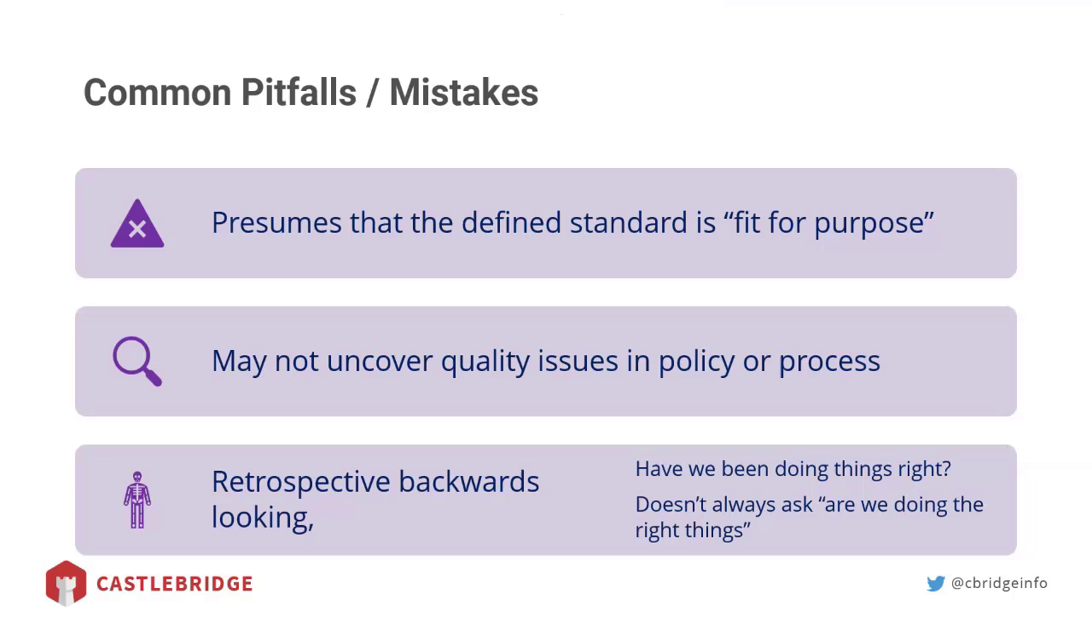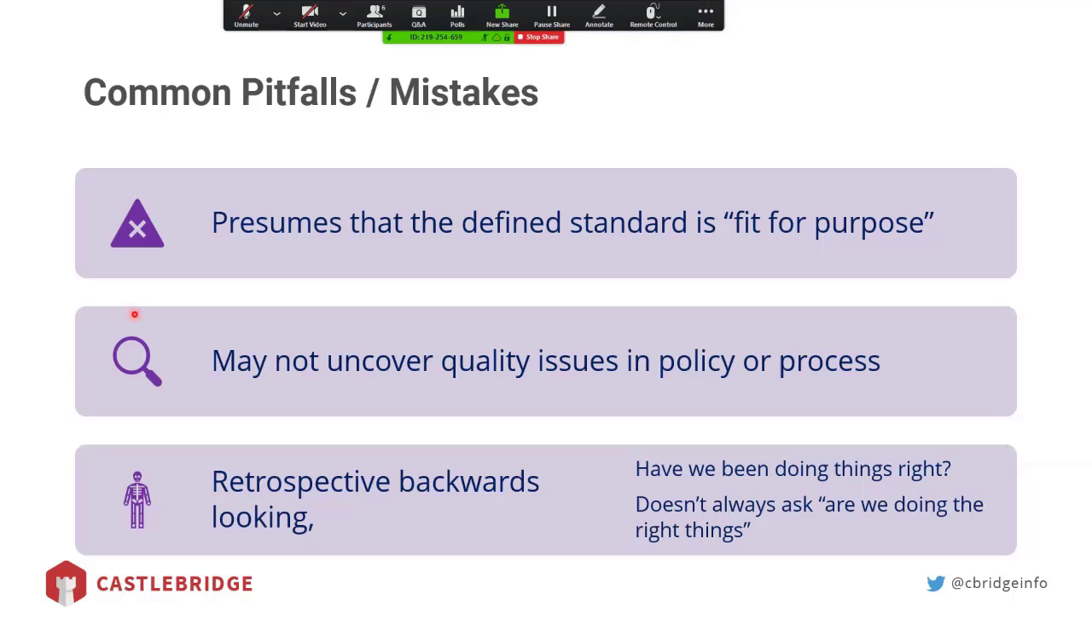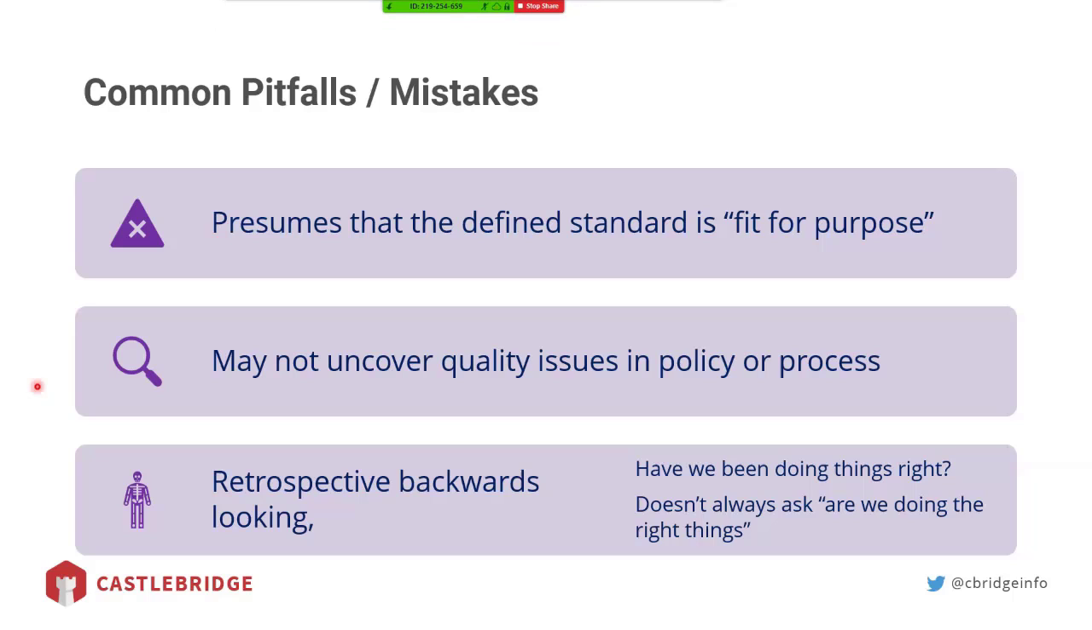And of course, the audit is always retrospective. We're always looking backwards, and that's got to be one of the major differences between a forward-looking function like a data protection impact assessment and an audit. We're looking to see, have we been doing the right things? It doesn't ask us, are we doing the right things? It only asks us, are we doing things right? And when we say right, we mean we're doing it to the standard that we have set for ourselves, which goes back again to the level of ambition that I mentioned earlier.